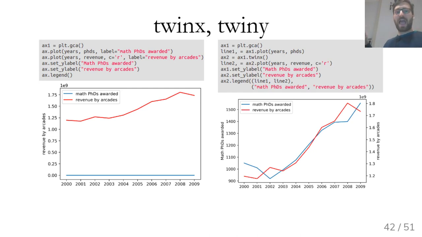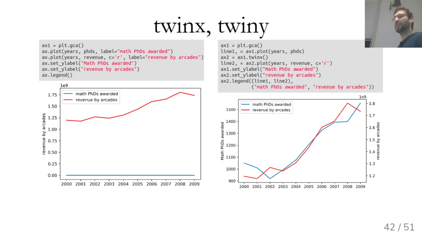use twin x. Twin x uses a twin of the x-axis, but adds a separate y-axis. So now I have a separate y-axis for the revenue by arcades and one for the number of math PhDs. You can see the math PhDs are in the thousands, and the revenue made by arcades is still around 1 billion.